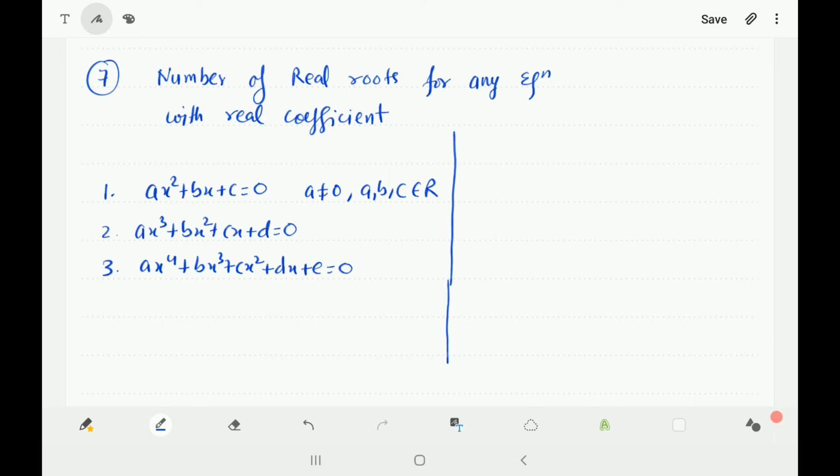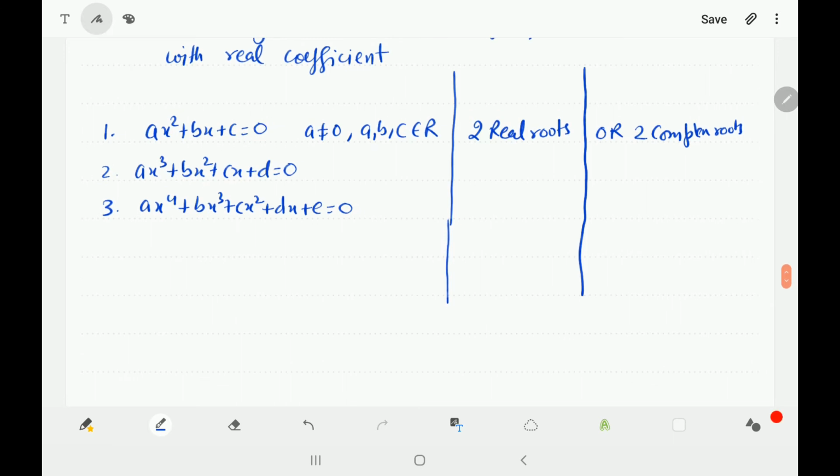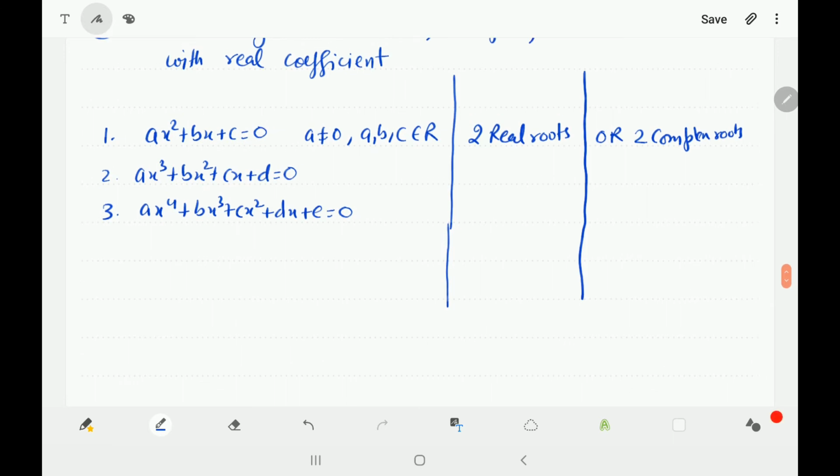Now for this quadratic equation, either we will have two real roots, they can be distinct or they can be equal. This is possible. We can have two real roots, or there is a possibility that we have 0 real roots and 2 complex roots. Is this clear? Because there cannot be one real and one complex. Why can there not be one real and one complex? Because all the coefficients are real and complex roots always exist in conjugate pairs.